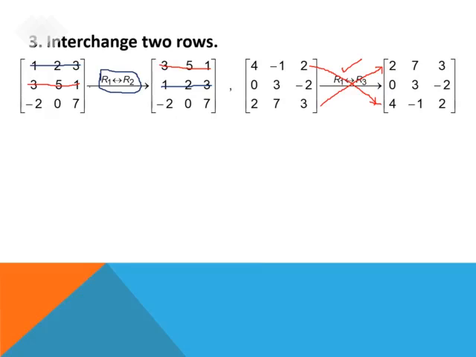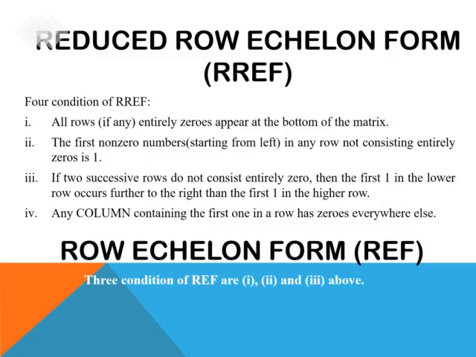Okay, any problems? Then we proceed to reduced row echelon form. We simplify it as RREF. This is the condition for RREF. Okay, you can read that one. This one is row echelon form, simplified as REF. We just have 3 conditions: condition number 1, number 2, and number 3. As you can see, reduced row echelon form also has these.